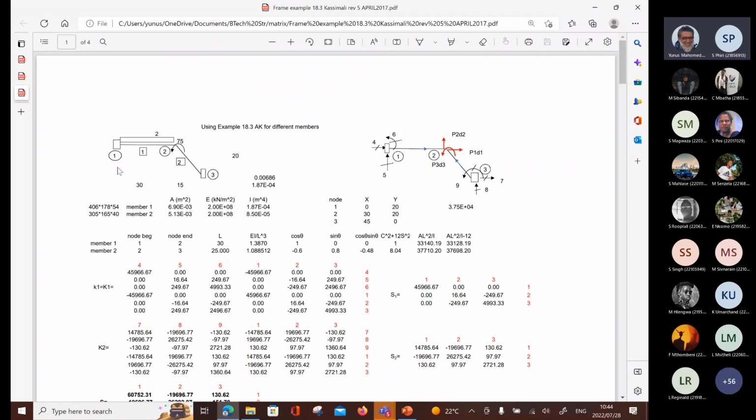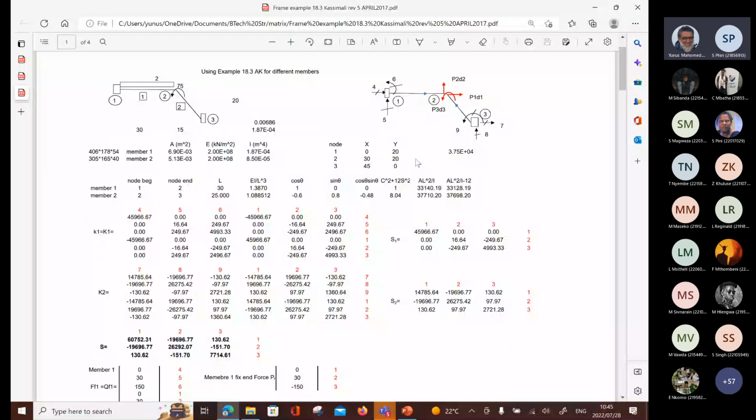So we feed into the computer. You can see node 1, node 2, node 3, member 1, member 2. We feed properties of this thing. You're putting it into a program and it has certain inputs, certain outputs, certain calculations.